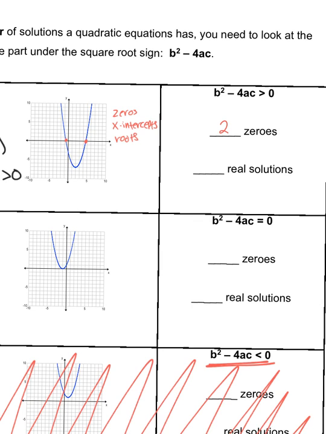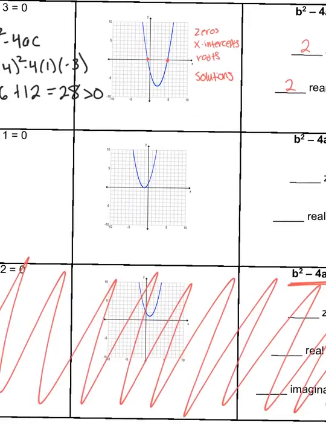And how many real solutions do I have? Well, I have 2 x-intercepts, 2 zeros, 2 roots. We can also call those solutions. So I've got 2 solutions. So the number of zeros that you have is the number of real solutions that you have. Let's look at the next category.